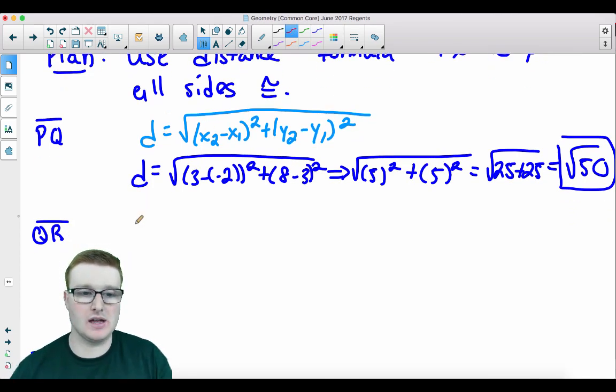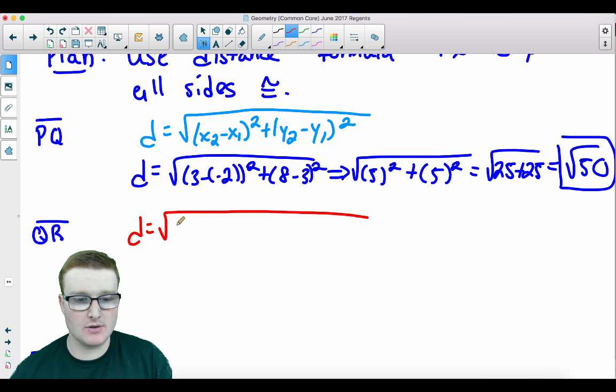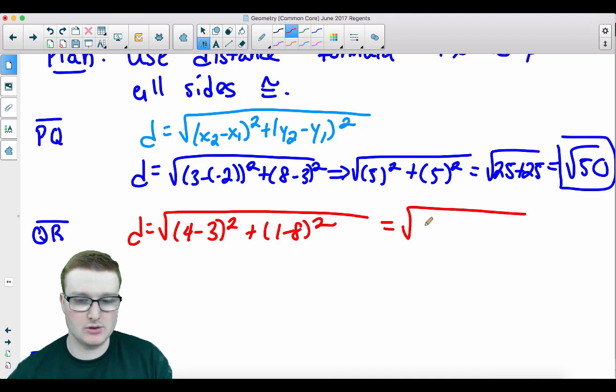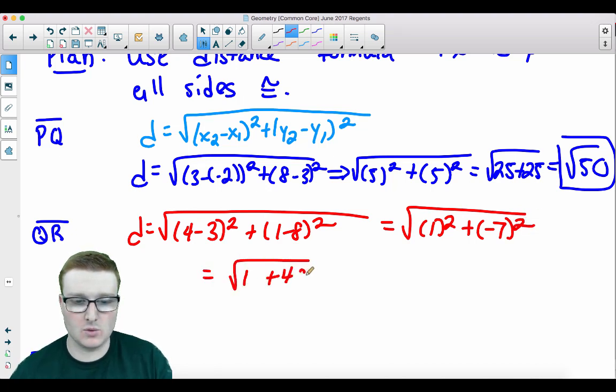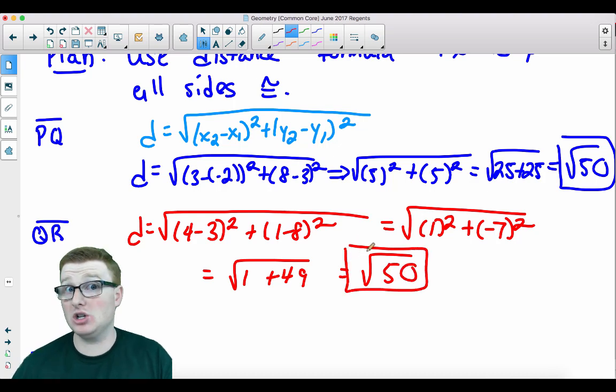Let me do it in a different color so you don't get confused. D equals the square root of, take your coordinates and plug them in. 4 minus 3 squared plus 1 minus 8 squared, which gives you the square root of 1 squared plus -7 squared, which gives you the square root of 1 plus 49, which is equal to the square root of 50. Leave it as is. So far, we're doing good.